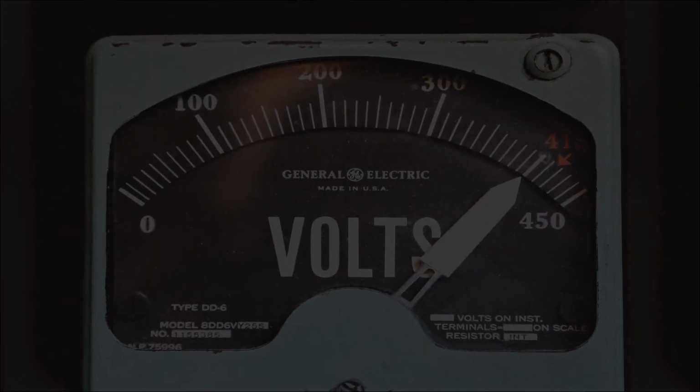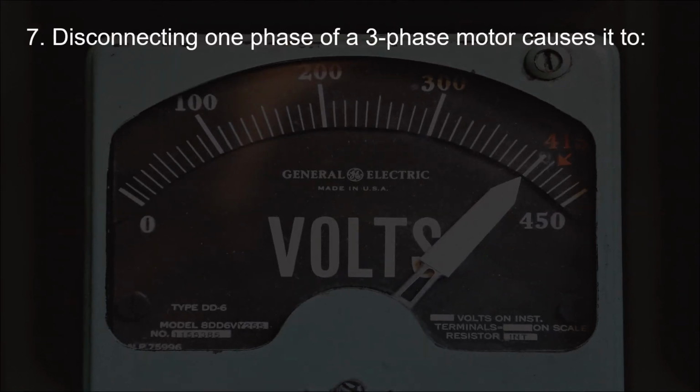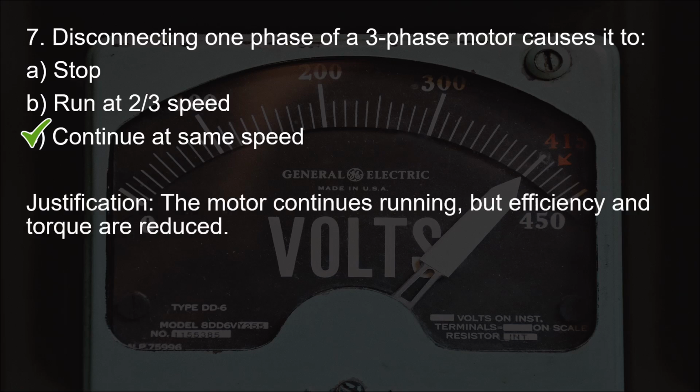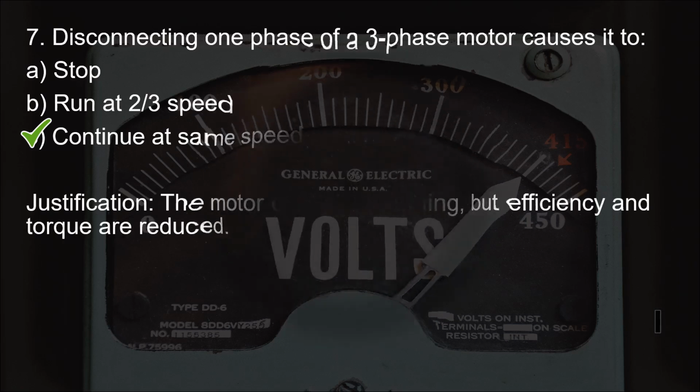Question 7. Disconnecting one phase of a three-phase motor causes it to A, stop, B, run at 2/3 speed, C, same speed. Justification: the motor continues running, but efficiency and torque are reduced.